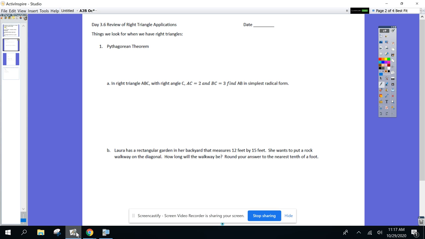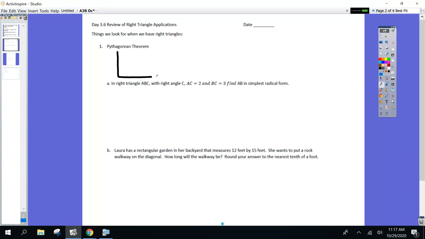All right, so the first geometry concept from 10th grade I have to review with you is the Pythagorean Theorem. Make sure you're on day 3.6. I'm probably going to fly through this a little bit, because a lot of you have already been exposed to the Pythagorean Theorem a lot in your high school career.